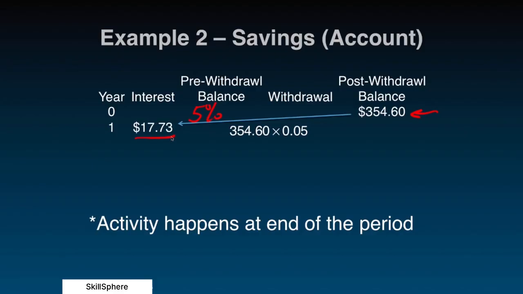$17.73. And I'm assuming all the activity happens at the end of the period. It just makes things a little bit easier conceptually. There's nothing special about that. We can make the period shorter, which we will later on.